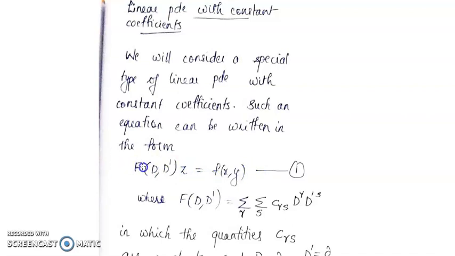In the ODE case we represent it as f of D y equal to some g of x. Now when you have a linear PDE involving constant coefficients, you have it in the form f of D, D dash z equal to f of x, y. Here f of D, D dash is of the form summation over r, summation over s, c_rs is a constant, then D power r, D dash power s. This denotes the order. r and s denote the order of your partial derivatives.